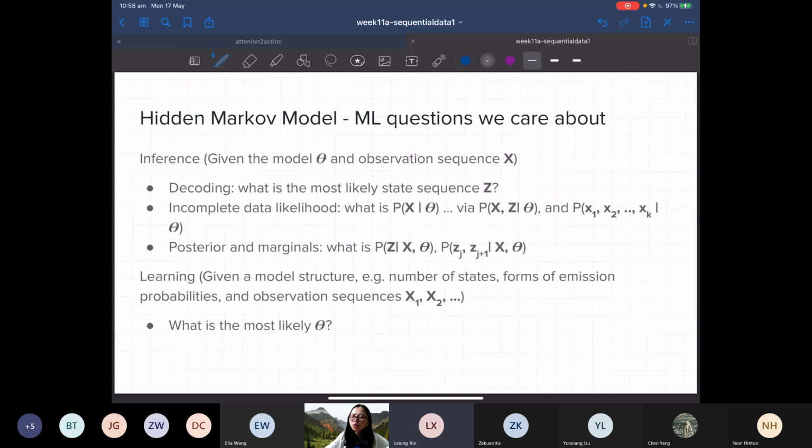So more formally, we are going to tackle the following machine learning questions that we care about. As we said, there is the problem of inference, which we will spend a lot of time on next time, and then there's the problem of learning. The inference basically says, given the model theta, like in the last page, we know what Peter's behavior and weather transitions are, and observation sequence X, we would like to know what is the most likely state sequence Z, right?